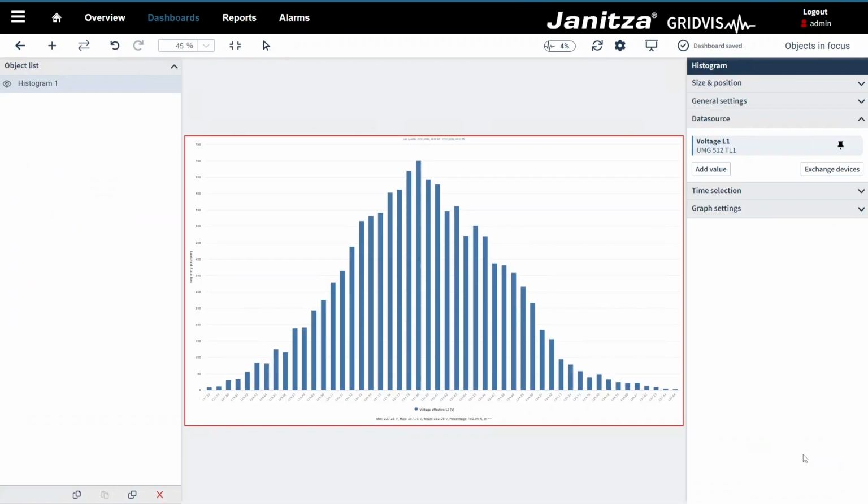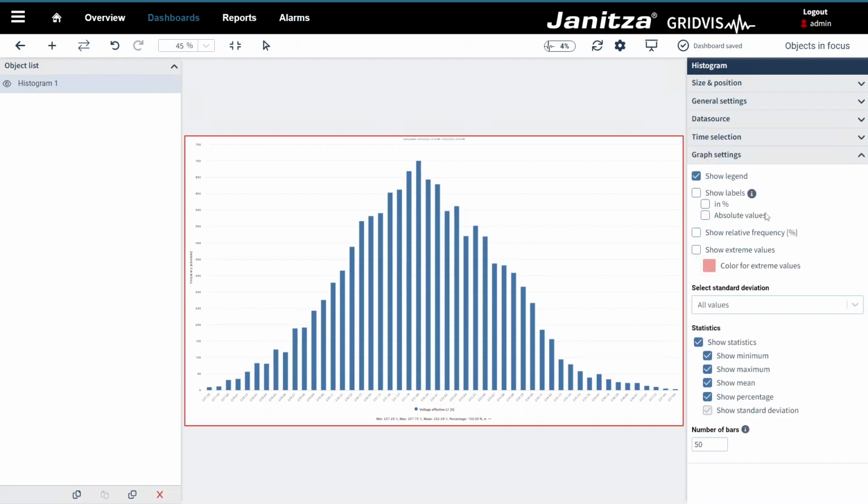Use the graph settings to define the display style for the histogram. The values with the lowest and highest frequency can be highlighted in color. There are statistical data below the diagram. These can be limited to absolute data, for example. Set a standard deviation to analyze the distribution of the measured values.